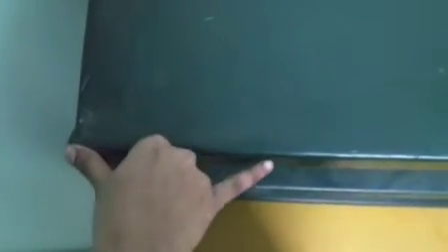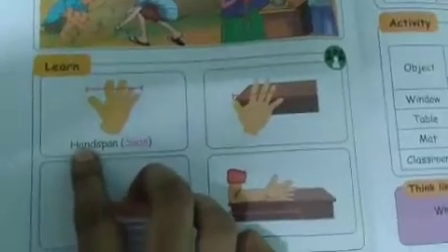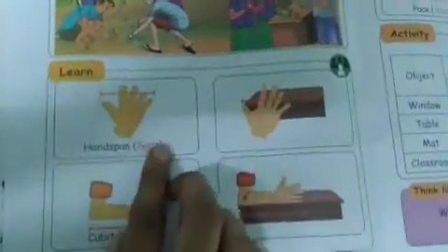Now let's start measuring. 1 handspan, 2 handspan, 3 handspan, 4 handspan, 5 handspan, and 6 handspan. Now we can see that the length of the table is 6 handspan. Now you understood how to measure the table by using handspan? That is san.